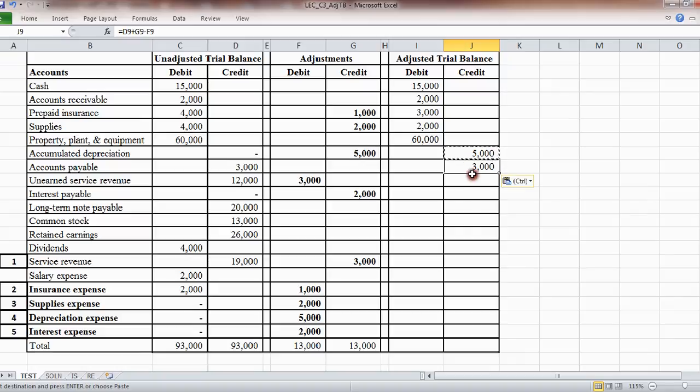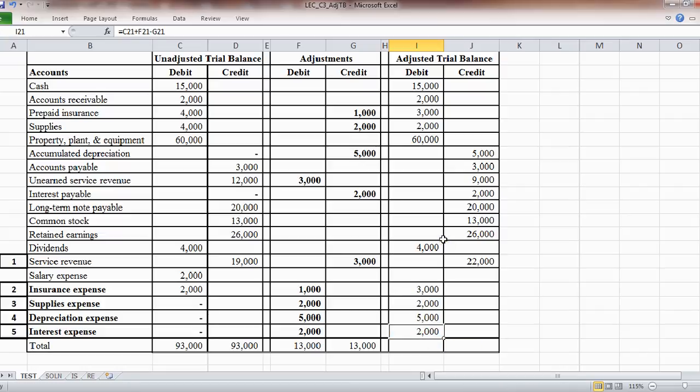Accounts payable also has an ending credit balance. Unearned service revenue, ending credit balance. Interest payable, ending credit balance. Long-term note payable. Common stock, retained earnings. Dividends is a debit balance, so I use the other formula. Service revenue is a credit balance.